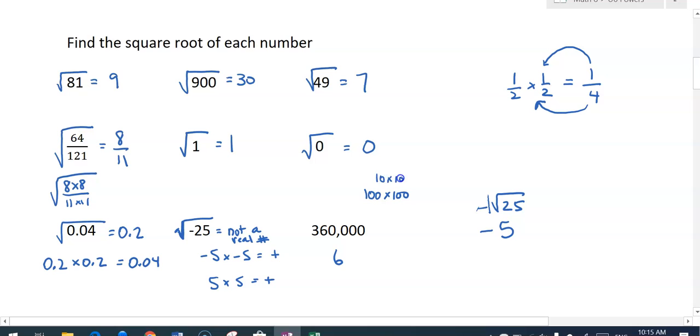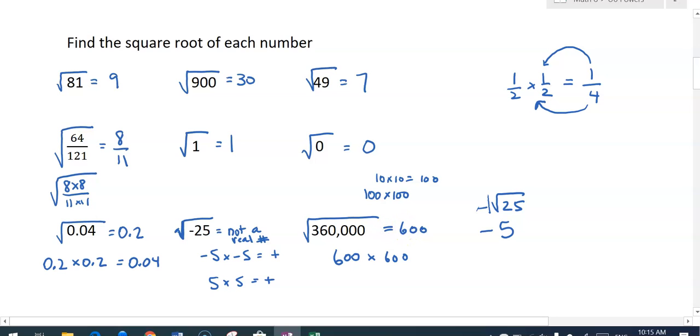10 multiplied by 10 gives me 2 zeros. So if I have an even number of zeros, I can just split them up evenly, right? 600 times 600 is 360,000. Therefore, the square root of 360,000 is 600.